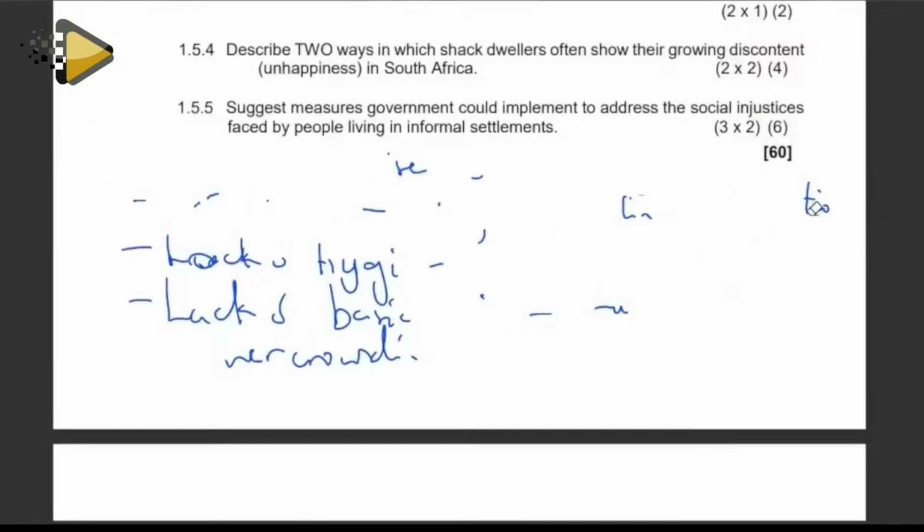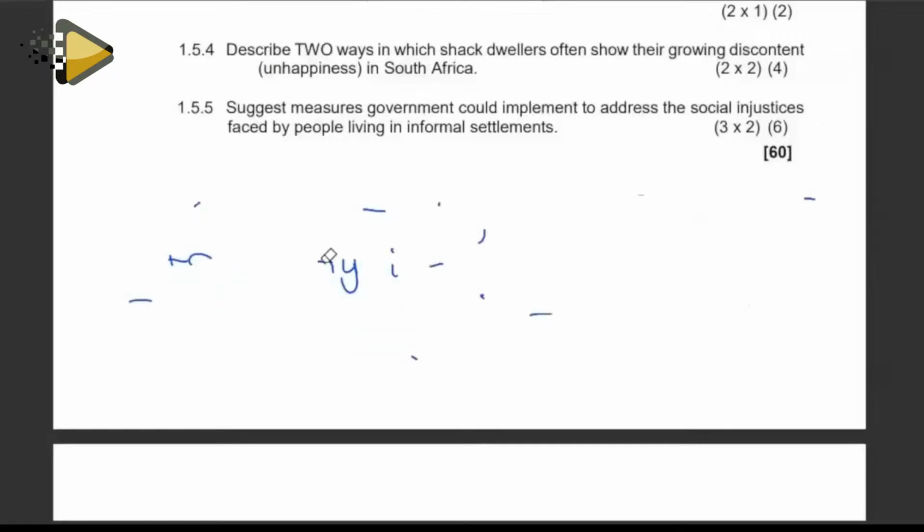Moving on to the next question. The next question is saying, describe two ways in which shack dwellers often show their growing discontent or unhappiness in South Africa. People staying in the informal settlements are not happy with their way of life and they have to show their discontent. How do they show that they are unhappy with the living conditions in the informal settlements? That is the question. How do they express their dissatisfaction with the conditions?